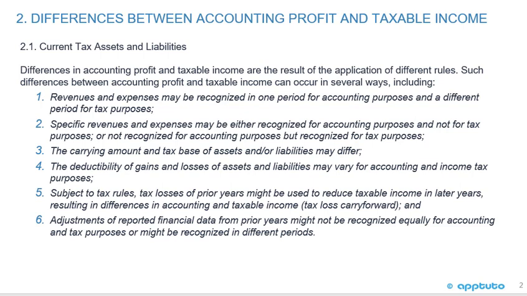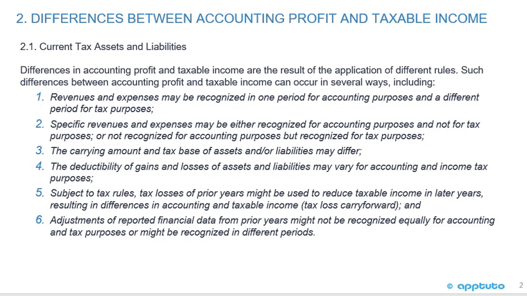Differences in accounting profit and taxable income are the result of the application of different rules. Such differences between accounting profit and taxable income can occur in several ways, including: 1. Revenues and expenses may be recognized in one period for accounting purposes and a different period for tax purposes. 2. Specific revenues and expenses may be either recognized for accounting purposes and not for tax purposes, or not recognized for accounting purposes but recognized for tax purposes.